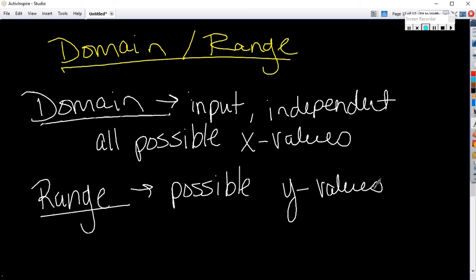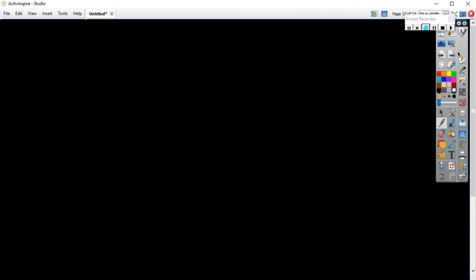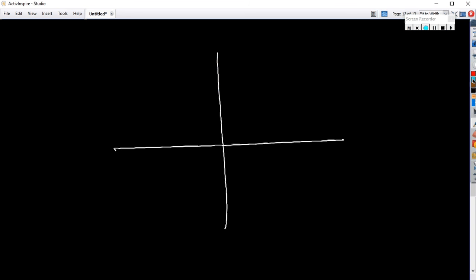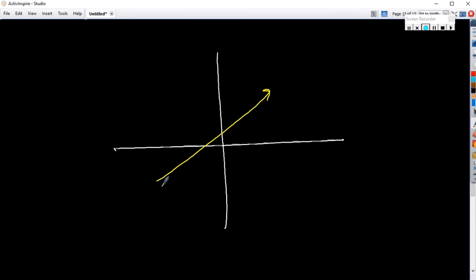So let's look at a picture. Here's my graph. Let's just start out with a line. Okay? What is the domain? Of course, in interval notation. What is the domain of that line?